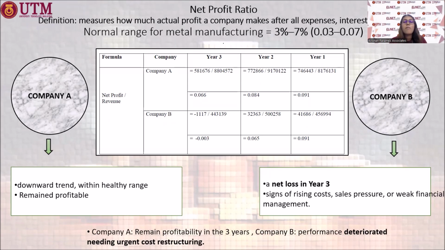negative 0.003, even though it started out similar to company A in year 1. This shows signs of rising costs, sales pressure, or weak financial management. Company A remained profitable over the 3 years, but company B's performance deteriorated, needing urgent cost restructuring. All right, thank you. I'll pass to the next person.